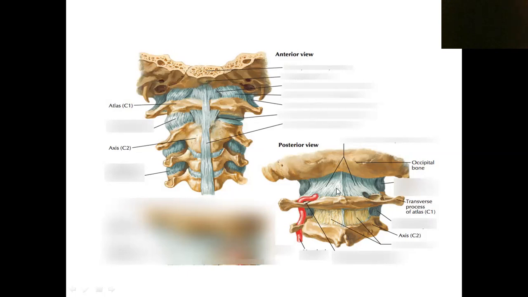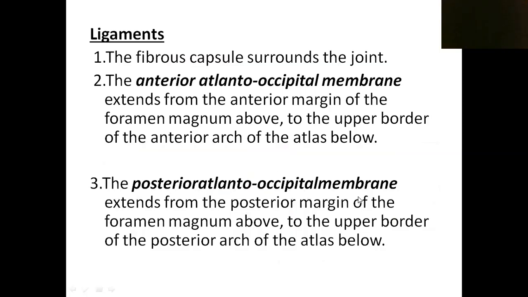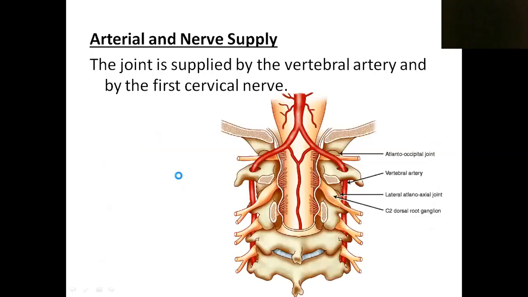Like that, behind, we can see another membrane. This is the posterior arch of the atlas vertebra. From the posterior margin of the foramen magnum to this posterior arch of the atlas, this membrane is the posterior atlanto-occipital membrane. The posterior atlanto-occipital membrane extends from the posterior margin of the foramen magnum to the posterior arch of the atlas. So the fibrous capsule, the anterior atlanto-occipital membrane and the posterior atlanto-occipital membrane are the supporting factors.